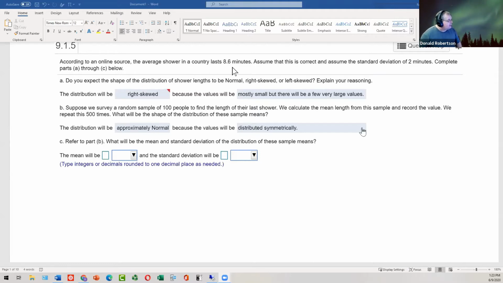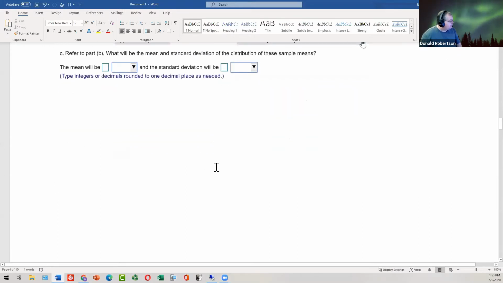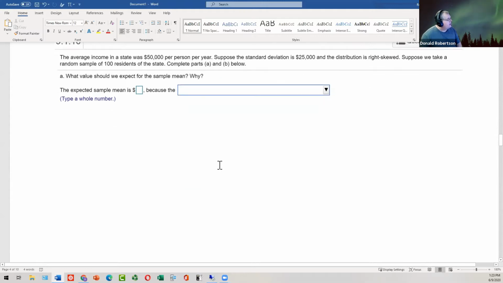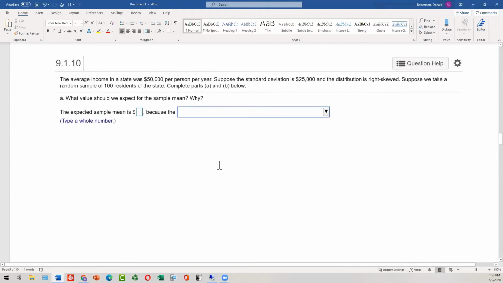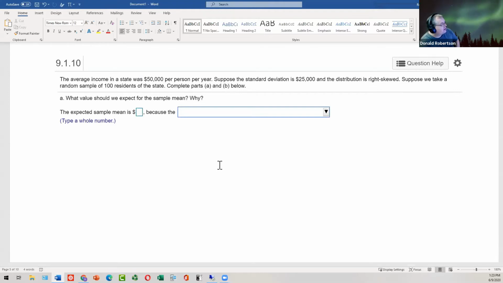In that particular story here, the mean would fit in here, and the standard deviation here. So the mean will be, well, I can't do that now, but if you clicked on that, you put mu and then you put your number. So here's another one. The average income in a state is 50,000 per person per year. Suppose that the standard deviation is 25,000 and the distribution is right skewed.